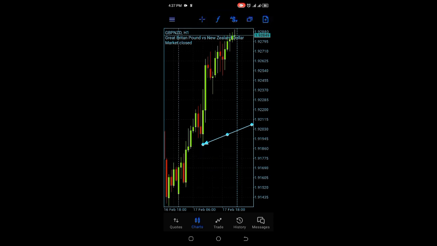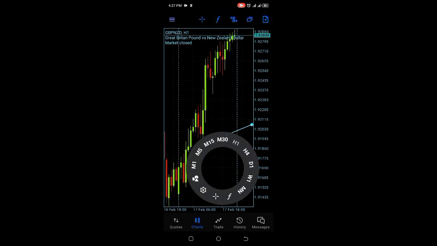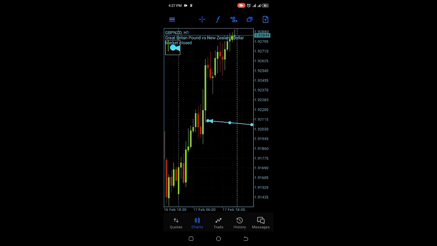So I'm going to take that out. There's nothing we can do other than wait for another zone to be created. And right here we have another zone created.